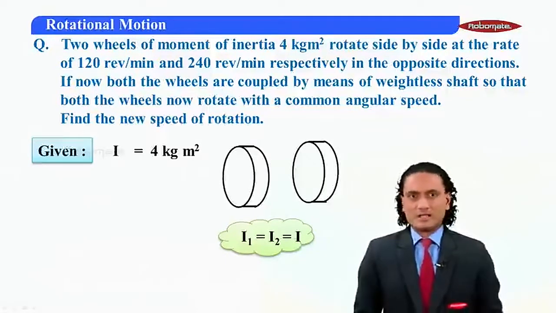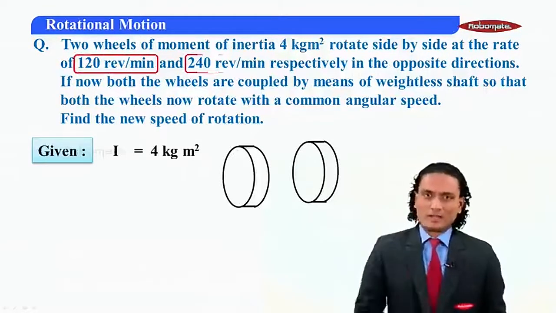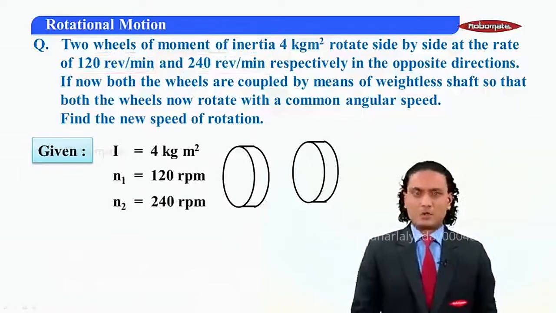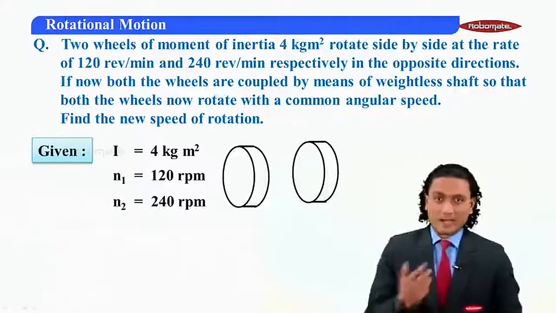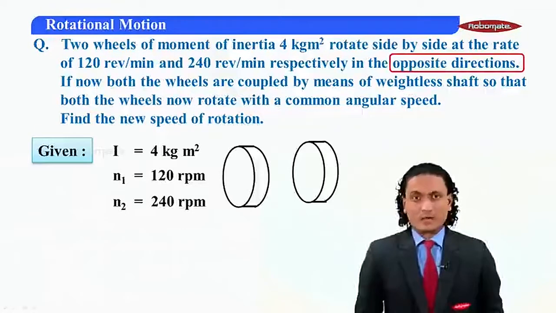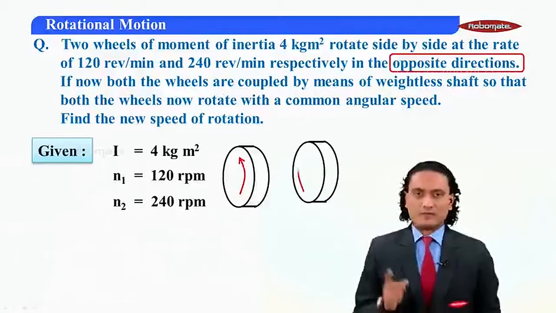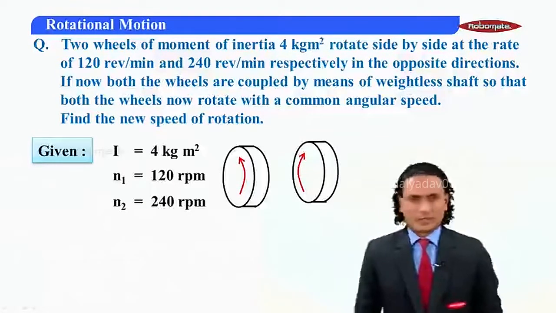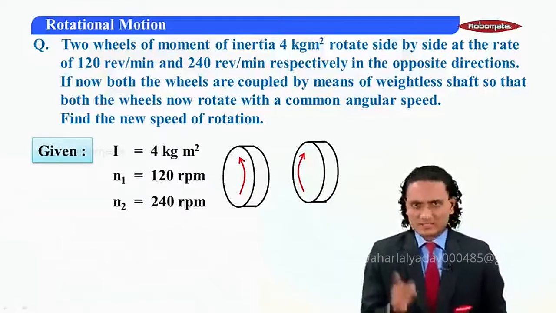It is rotating at a rate of 120 rpm and 240 rpm. So N1 is 120 rpm, N2 is 240 rpm. Okay. Anything else students? They are rotating in opposite directions. So if one wheel rotates anti-clockwise, the other wheel will rotate in the clockwise direction. Okay. Anything else? This is very important.